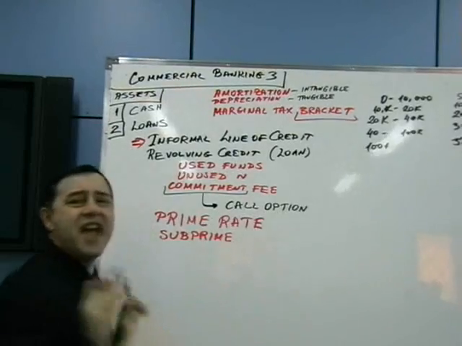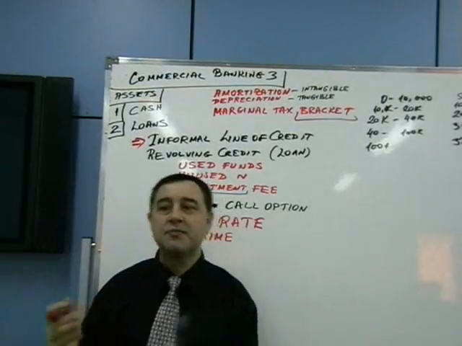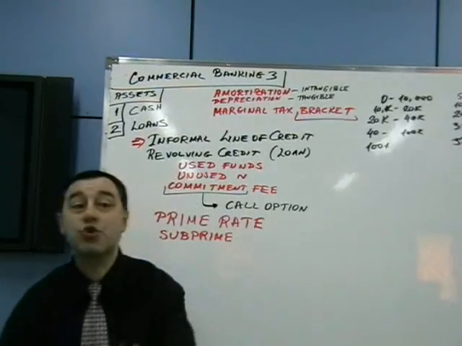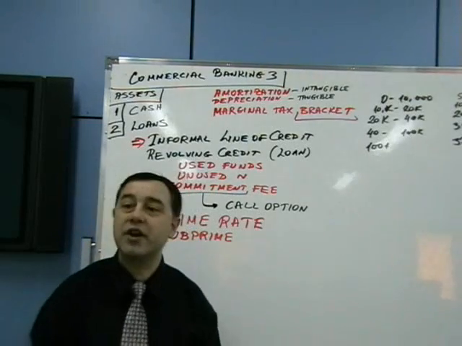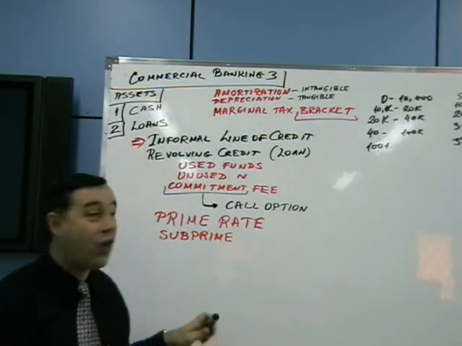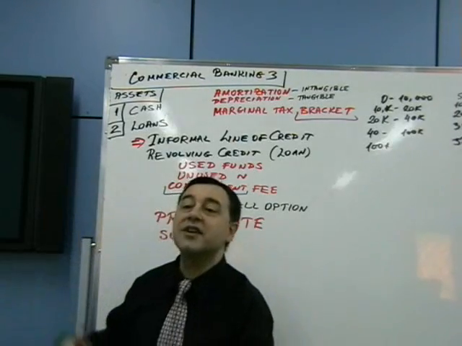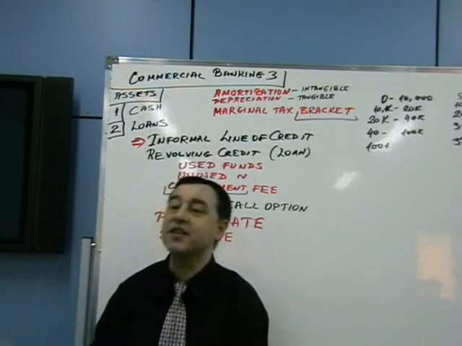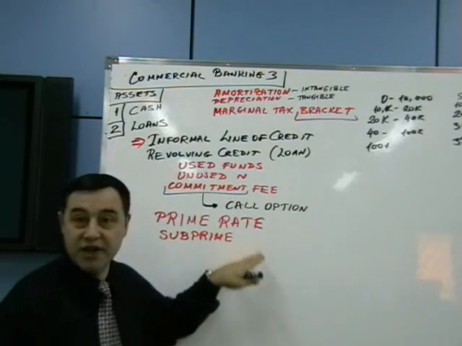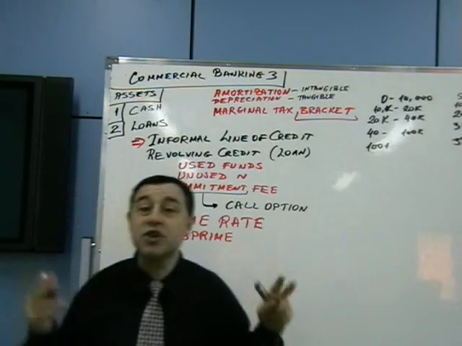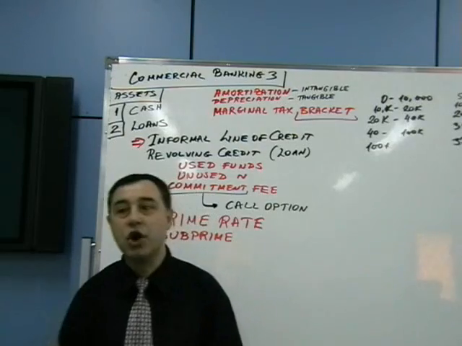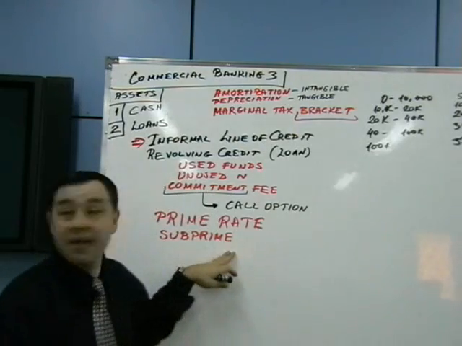Subprime means they aren't quite perfect. They have some credit history and credit problems from before. They aren't great, but they aren't terrible either. They're just much higher risk. So prime essentially means relatively low credit risk, and subprime means relatively high.